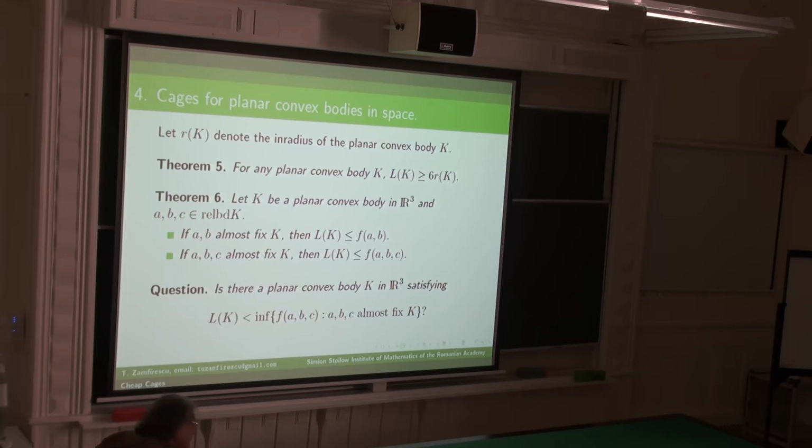Now, we want to progress concerning L. We start with planar convex bodies. R of K should be the inner radius of the planar convex body K. Okay, then one theorem says that L of K is at least 6 R of K.